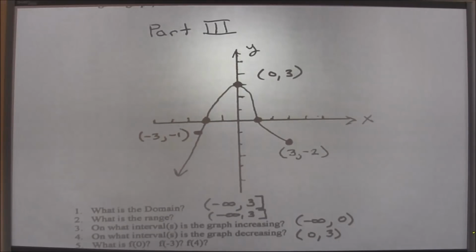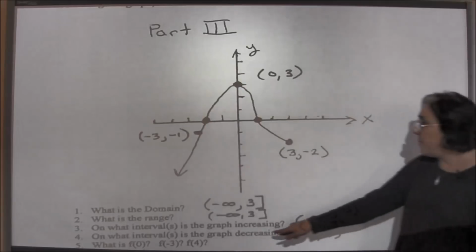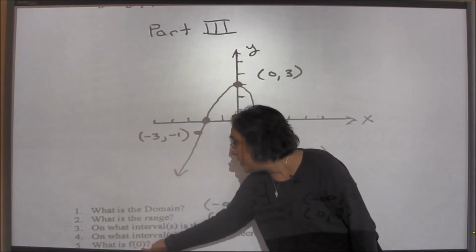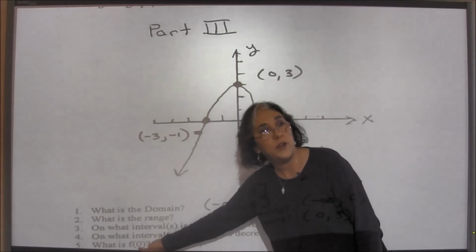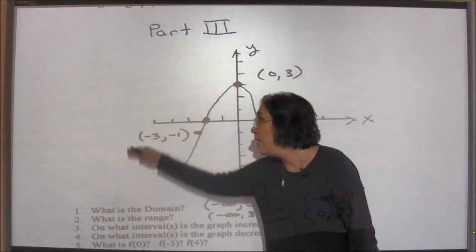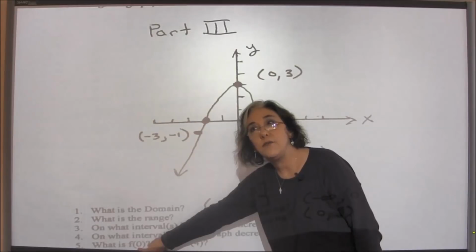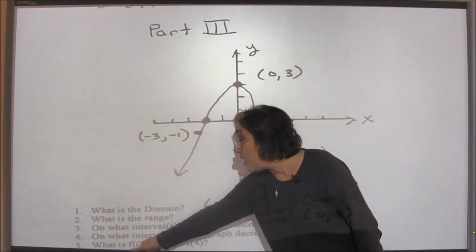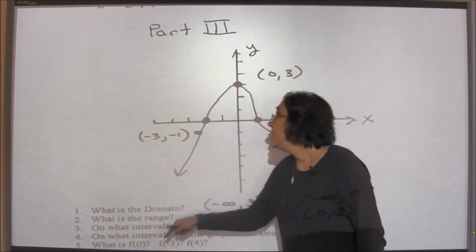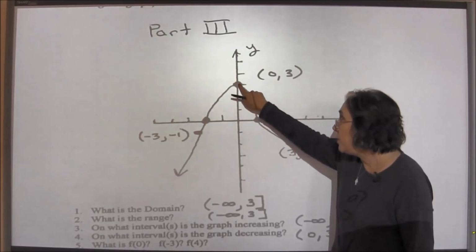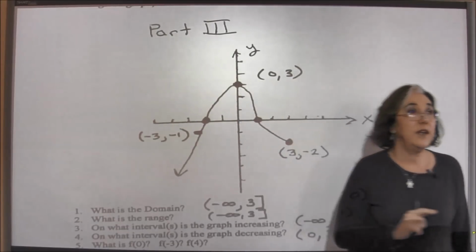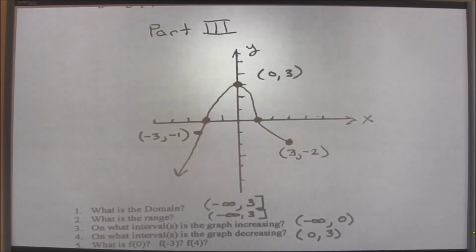Okay, what is f of 0? Remember, this is function notation. This is your input, your independent variable, which is your x value. So that's an x value of 0, and it's asking what y is paired with that. So you look at 0, you go to your picture, that's paired with 3. So f of 0 is 3.